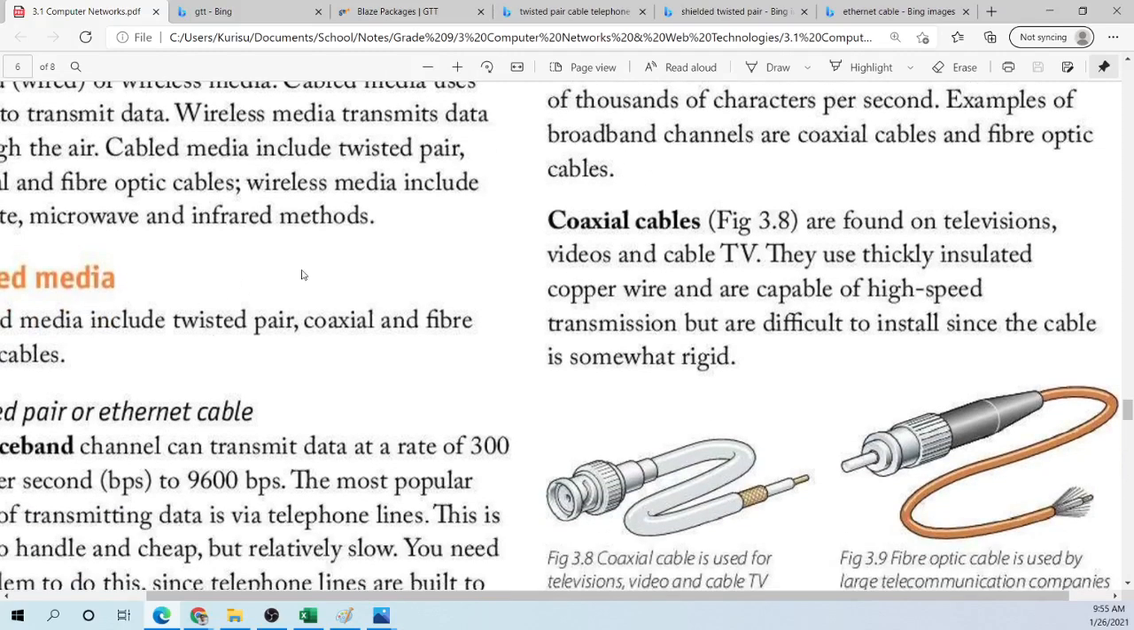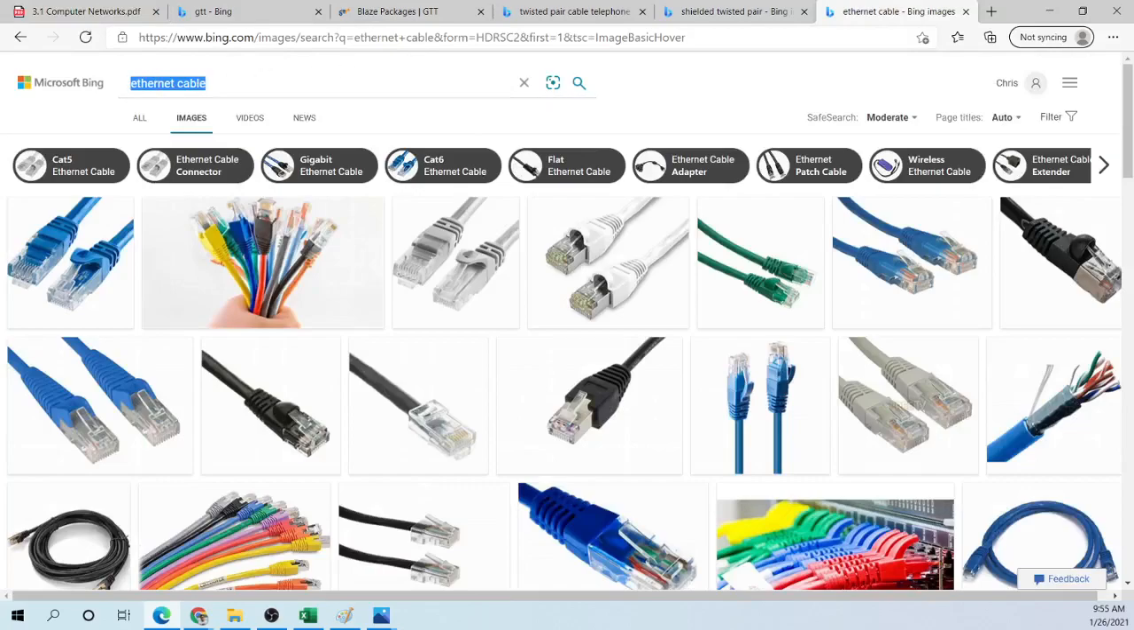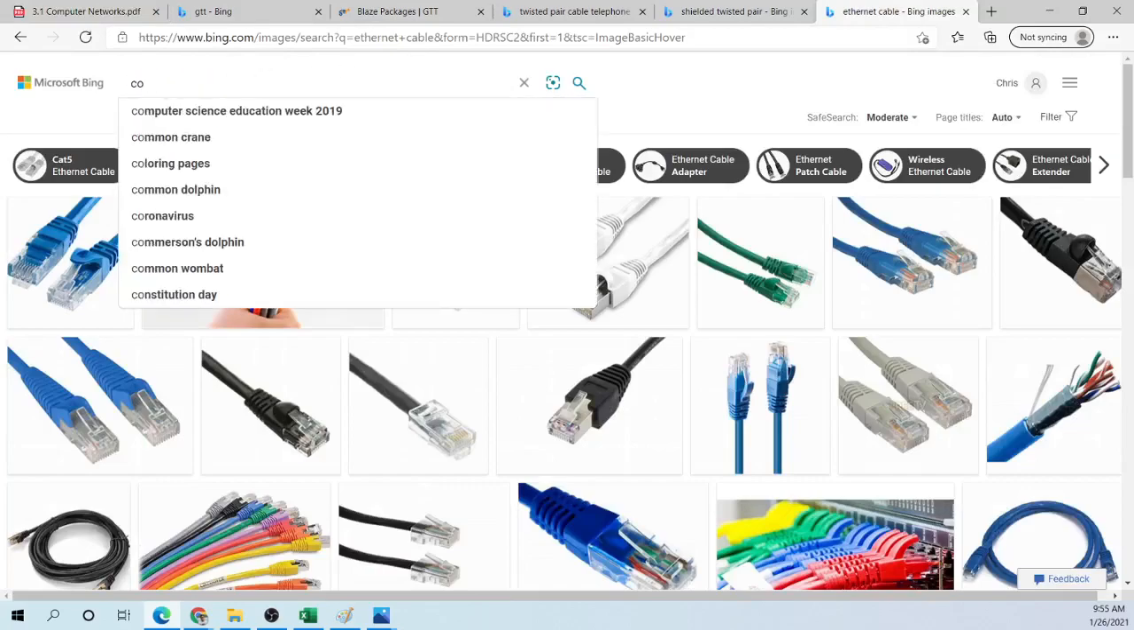Now, we just looked at the Ethernet. We're now going to look at the coaxial cable. So most of you should have seen this cable at your home. If you have a television, that cable is connected to your antenna that you would have at home, and the other end of the cable is connected to your TV. Have you guys seen that cable before? Yes, sir.